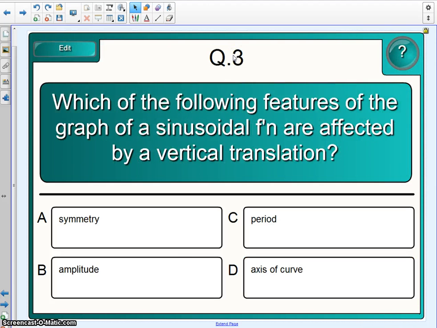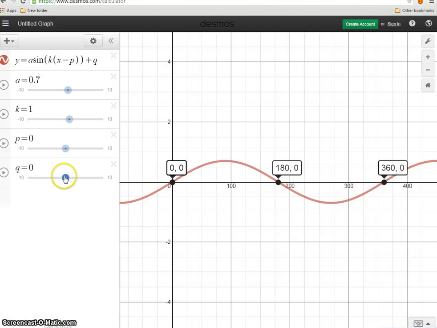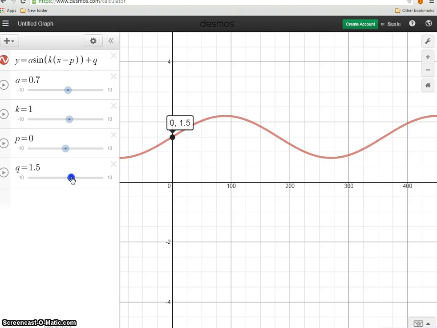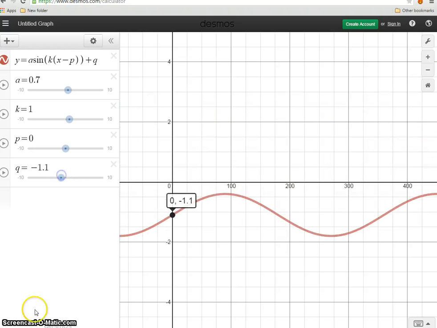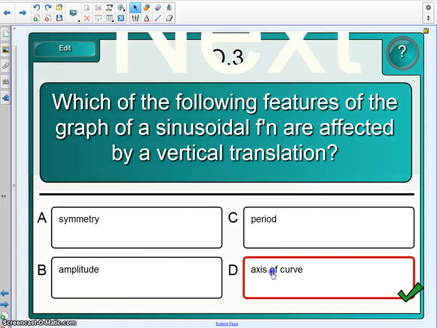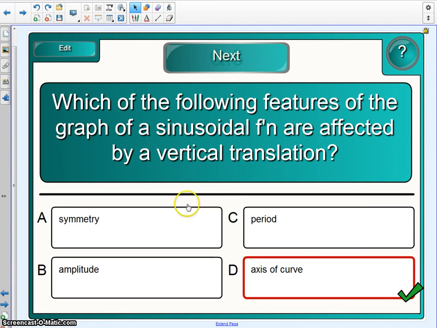Okay, if we're talking about a vertical translation, well, let's take a look. Vertical translation, that was my q. Okay, that takes the entire graph and shifts it up or down. What's that going to affect? Well, that's going to affect the axis of the curve. Okay, remember the axis is that invisible horizontal line that cuts the graph in half.